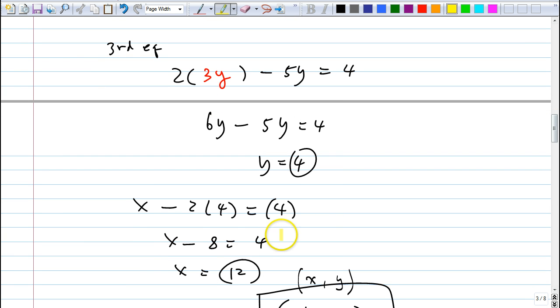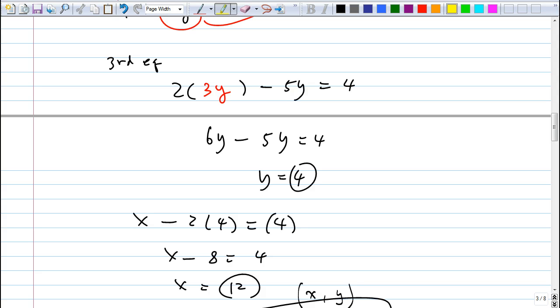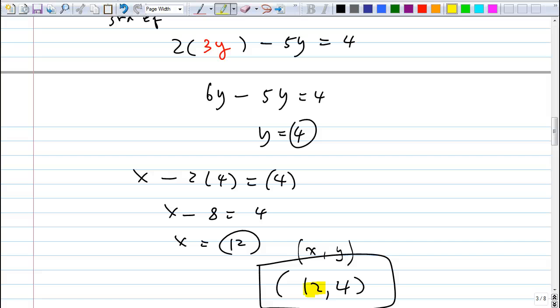But you know, either way, right? This time I just plugged into one of the original equations to show you that it doesn't matter. I still get 12. So how do I write our solution now, Michael? What should I write? You should write 12, 4. 12, 4 is correct. Very good. 12, 4.